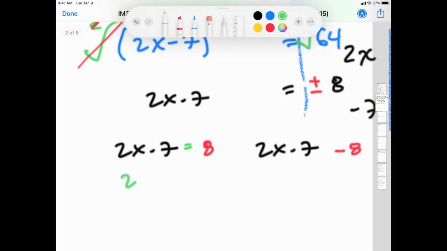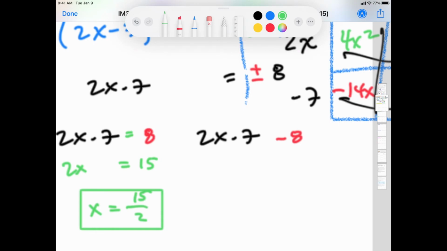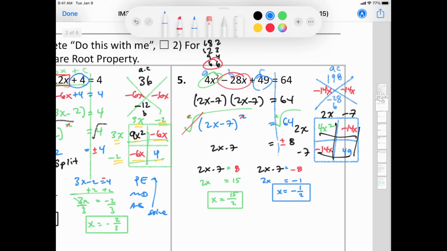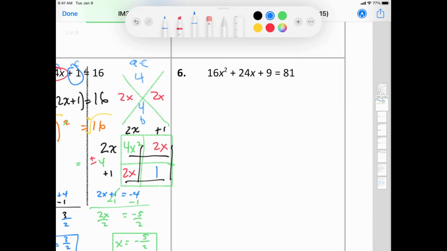So add 7, divided by 2, you get 15/2, so we're 7.5. And then over here, add 7, get negative 1. Divided by 2, you get x equals negative 1/2. Something I'm very happy about is we don't have to check our answers. You could if you needed to.